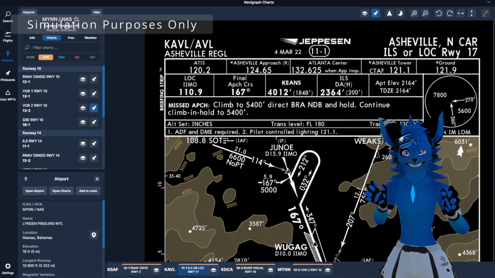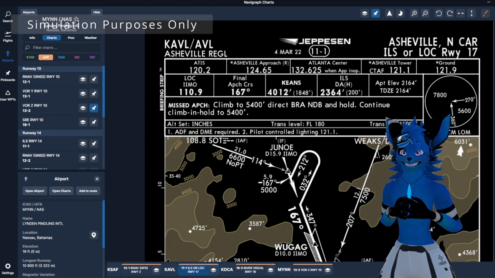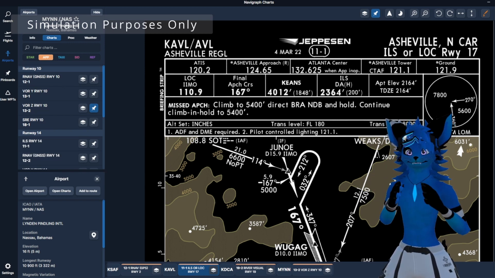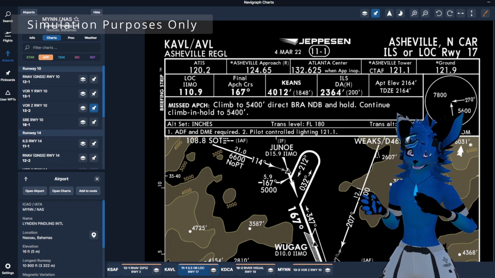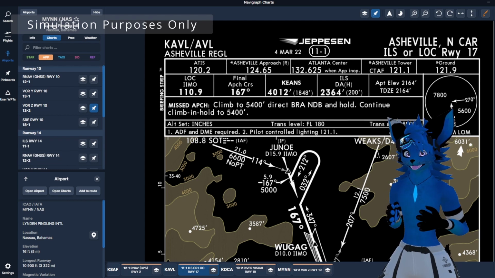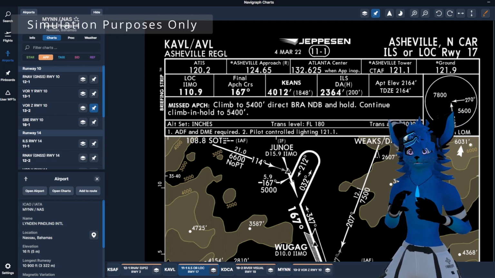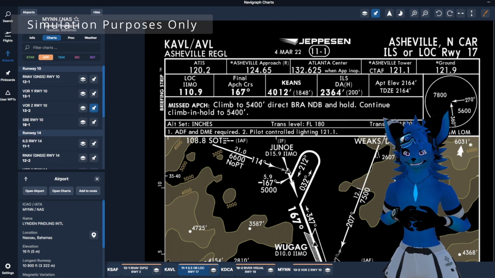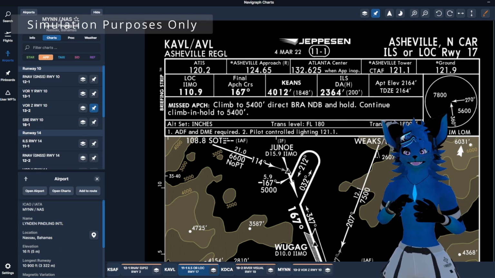Now, the reason it says ILS or localizer runway 17 is because any ILS approach can become a localizer approach if the glide slope is not working. The difference between ILS and localizer approaches is that the ILS has a localizer and a glide slope, while the localizer approach only uses the localizer.